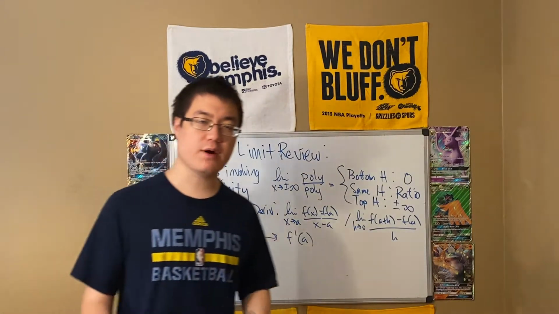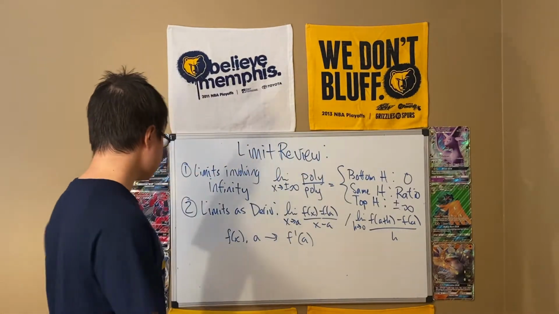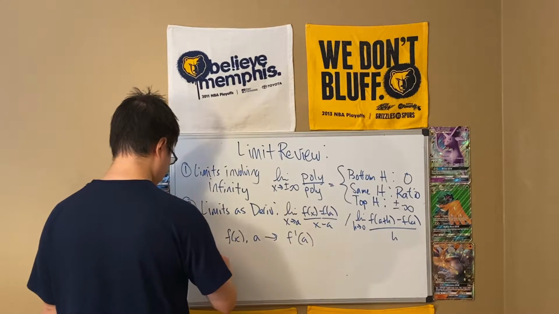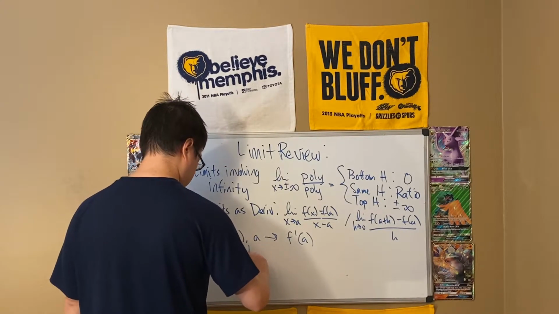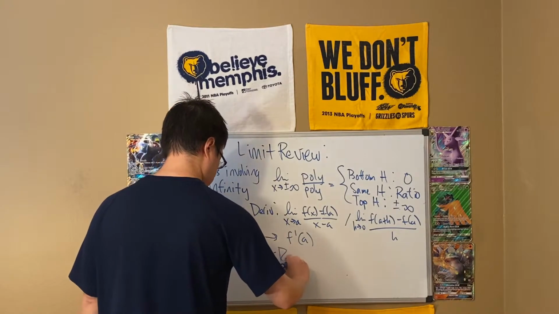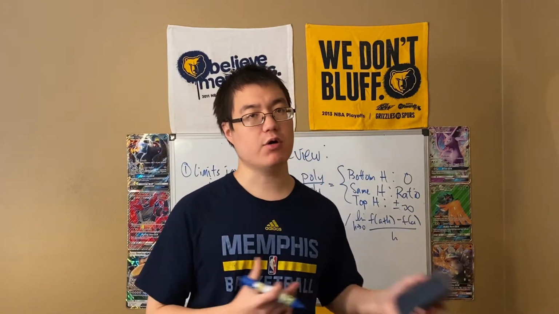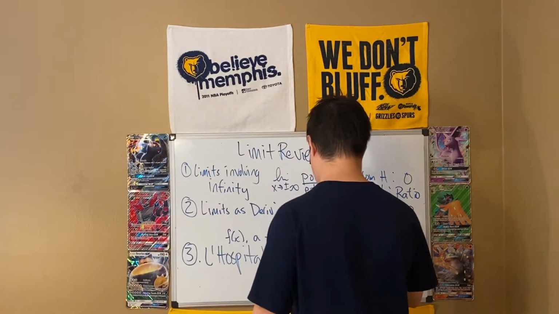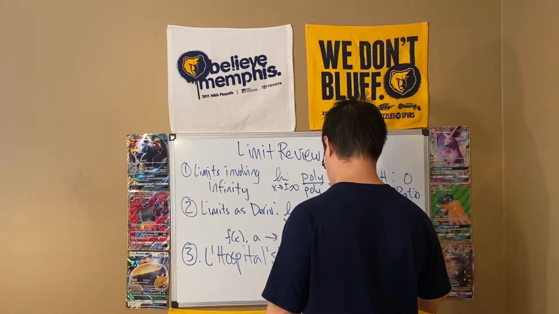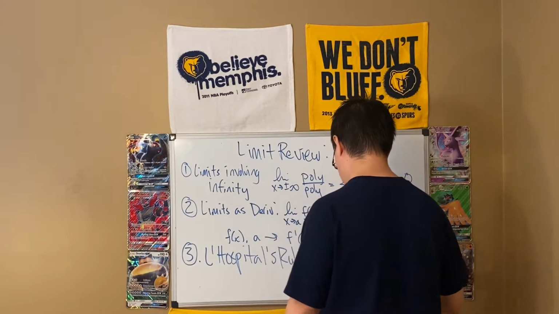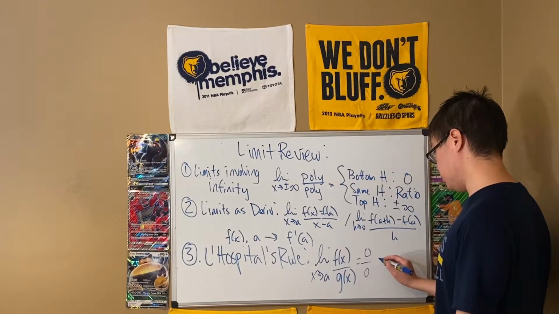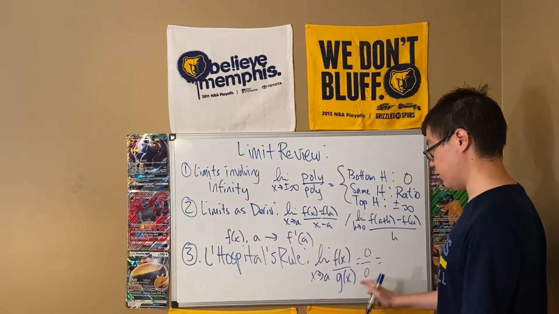The third way, which is my favorite way, is L'Hopital's rule. So fun. For that one, what you do is you verify that the limit of your fraction is 0 over 0 or infinity over infinity, an indeterminate form. And then you do derivatives again. So you take the derivative of the numerator and the derivative of the denominator. So it's the limit as x goes to a of f of x over g of x. If this is equal to 0 over 0, you take the derivative of the numerator and the derivative of the denominator.